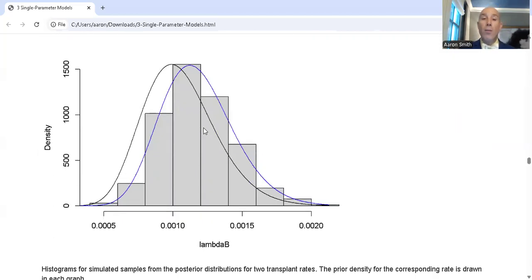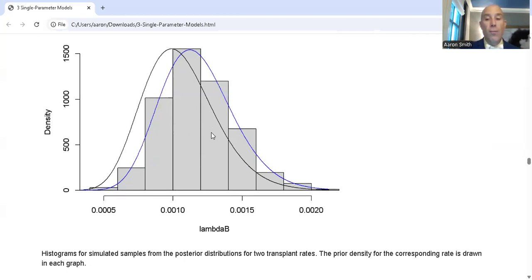Now it's like, oh wow, that's more of a shift to the right than I had before. Okay, so the black is the prior. The blue is the posterior. By shifting to the right, that's an indication that the hospital in question, hospital B, has a higher death rate than the ones that we included in our prior in our analysis.